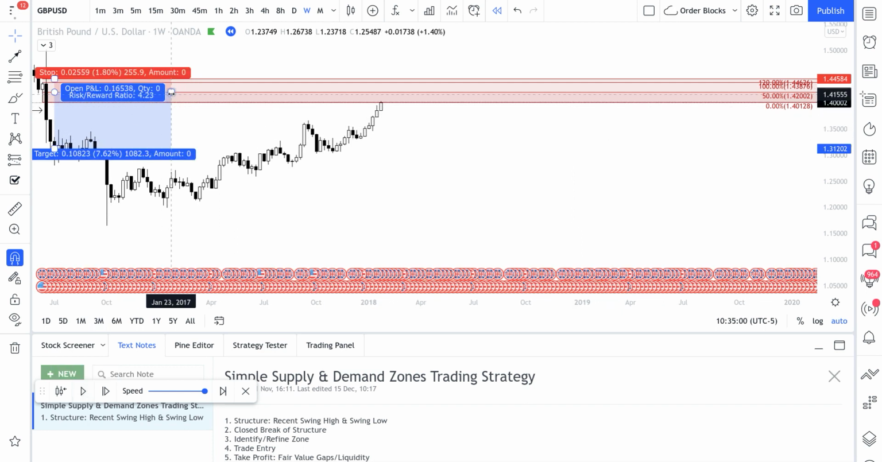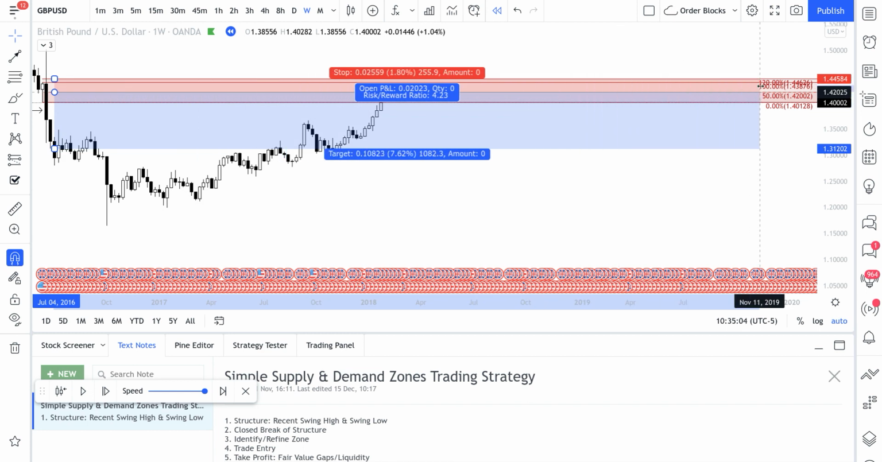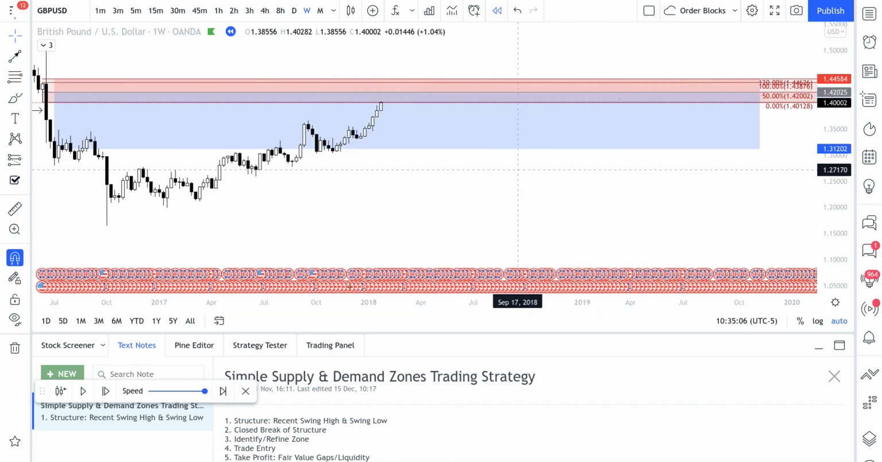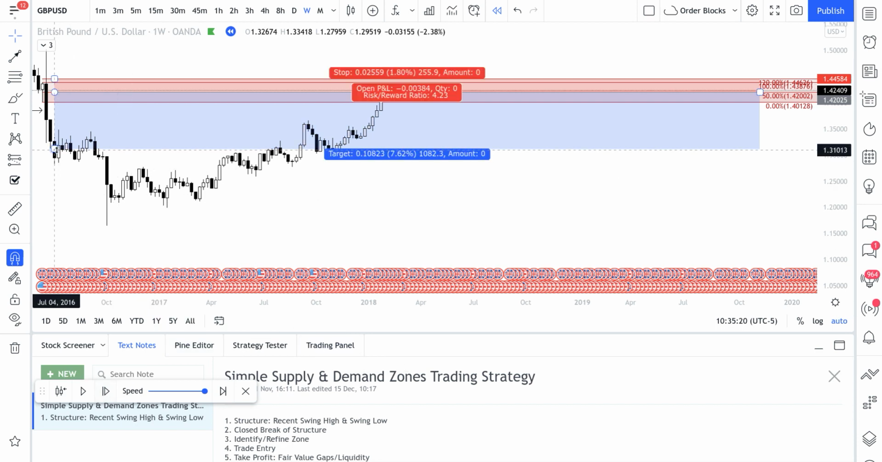I'm going to pause that. Let's drag this out. Waiting for it to come and hit our entry. Bam, right here we are triggered in. From this point, now we can adjust our take profit.